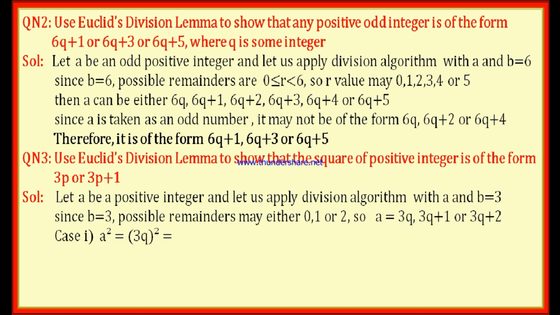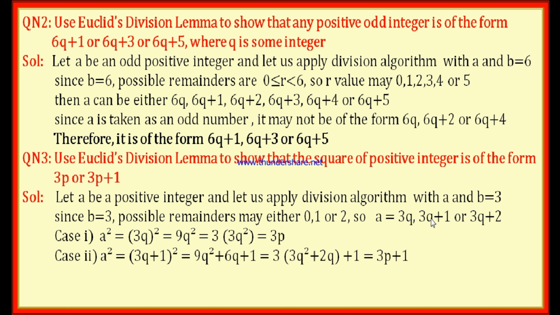Now case 1. If a is equal to 3q, we have to find the square of the integer, that is 3q whole square. 3q whole square is 3 square into q square. 3 square is 9q square. You can write this 9q square as 3 into 3q square. Now if we assume this 3q square is p, then this is in the form of 3 into p. Clear?